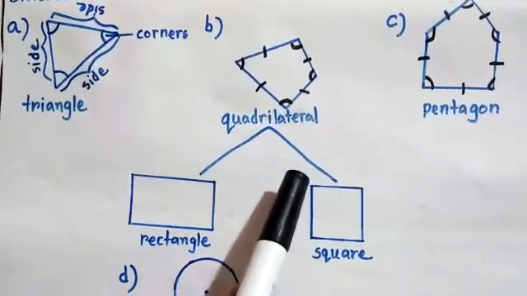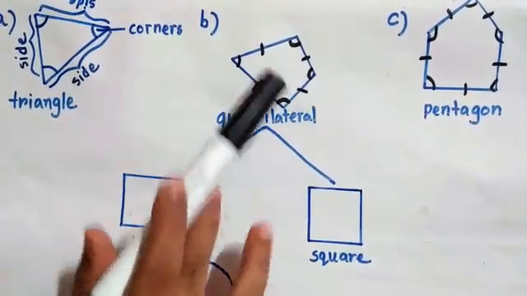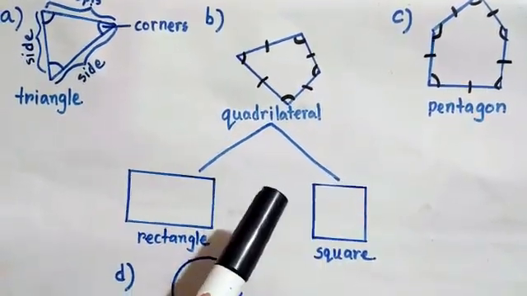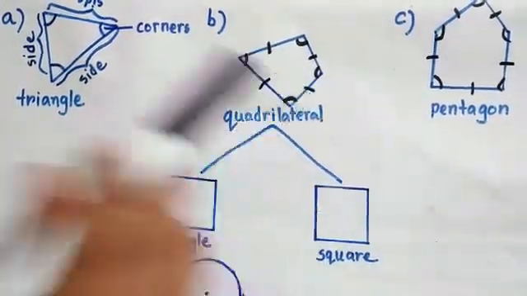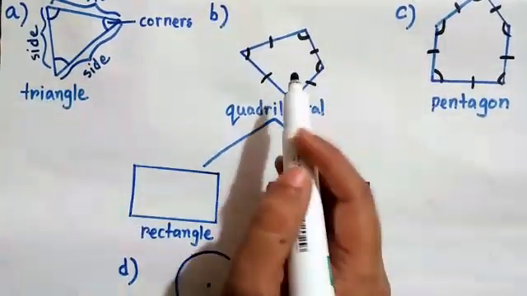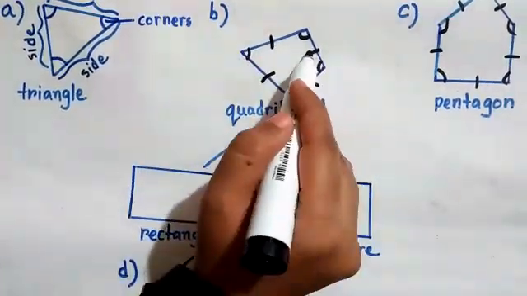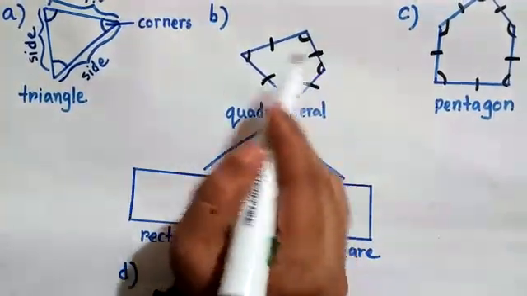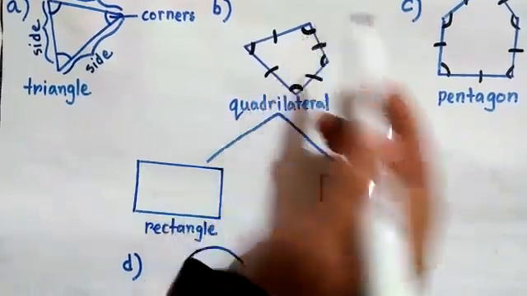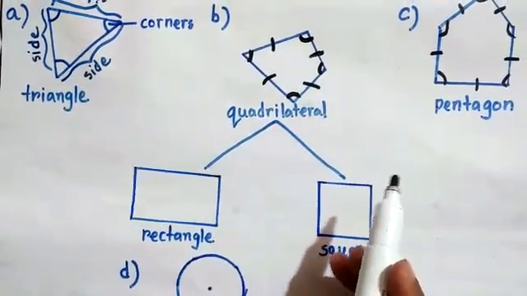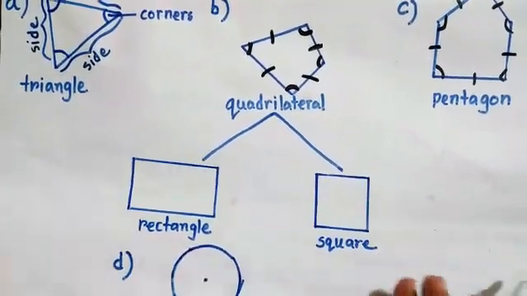Quadrilateral. Quadri means four. That means 2D shapes which have four sides and four corners are called quadrilaterals. Okay, let's count the sides and corners of this shape. How many sides are there? 1, 2, 3, 4. 4 sides and 1, 2, 3, 4. 4 corners. That means a quadrilateral has 4 sides and 4 corners.